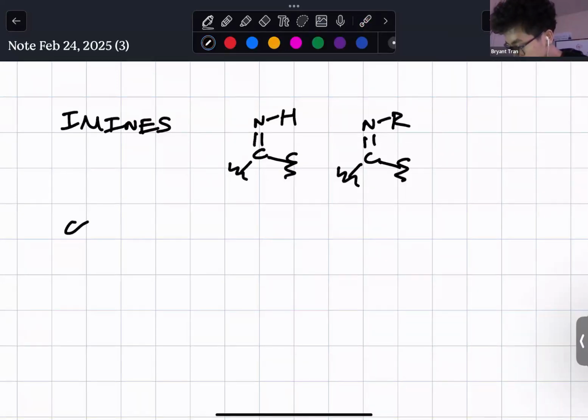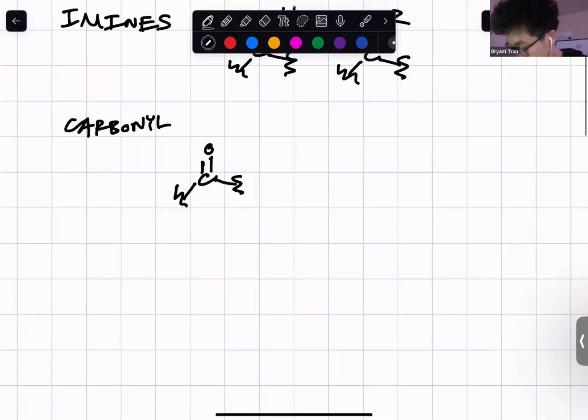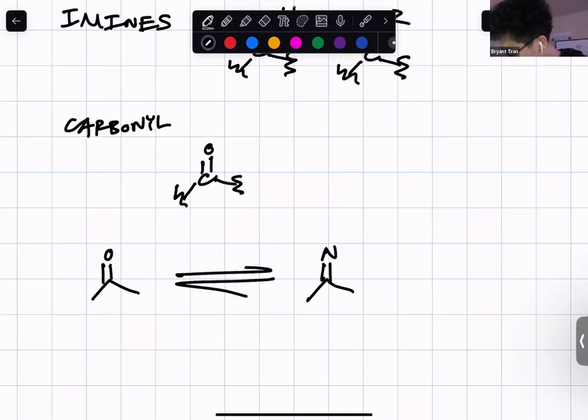A carbonyl is a carbon double bond oxygen, like that. That's a carbonyl. You might see this as an acyl group. Now, we can convert a carbonyl into an imine, and it is reversible. If we want to get the imine with the hydrogen right there, we could use NH3 in some sort of acid source.